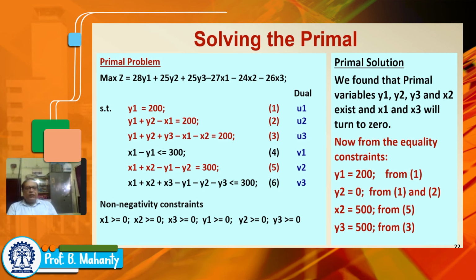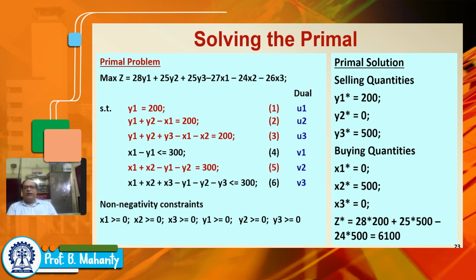And from this third constraint, y1 is 200, y2 is 0. So 200 cancels on both sides. So y3 minus x1 minus x2 equal to 0, and x2 is 500, x1 is 0. So y3 minus 500 equal to 0. So y3 equal to 500. All right, so that is the solution. We get y1 equal to 200, y2 equal to 0, x2 equal to 500, and y3 equal to 500. Is it not? So that is how the complete solution is here.